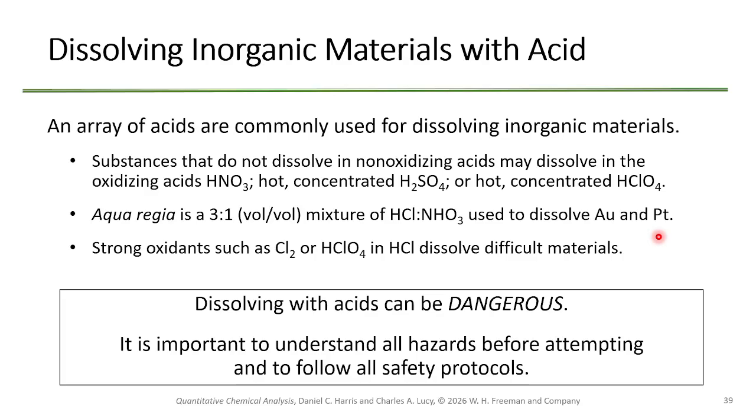Strong oxidants like chlorine, Cl2, or HClO4 and HCl can dissolve very difficult materials, and that's why we used them for the superconductor. Now, note here that dissolving with acids can be very dangerous. That's why I had you do that under the hood when you did it. And I was like, you guys need to be very careful, do it under the hood. This is why we did that.